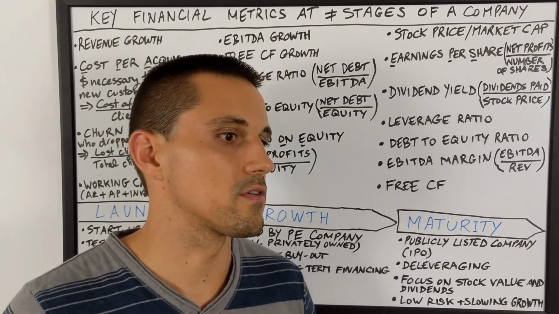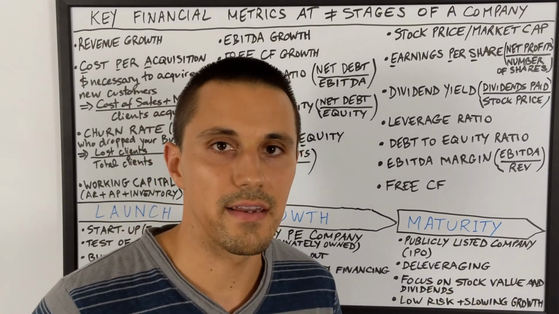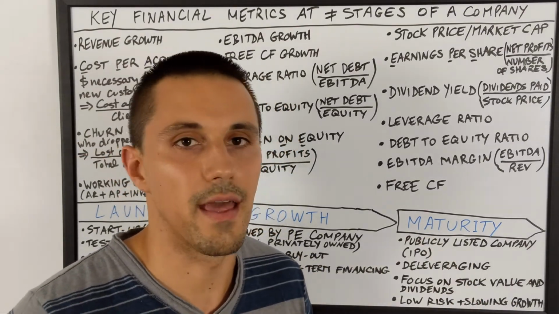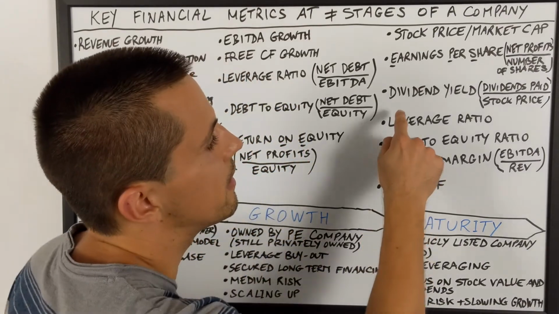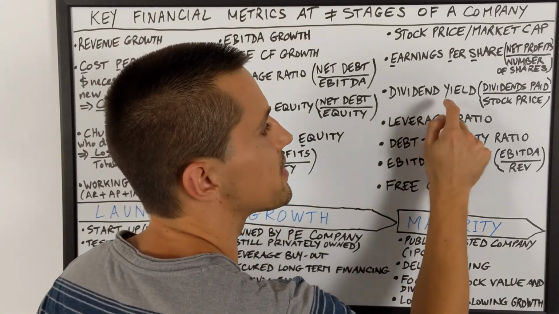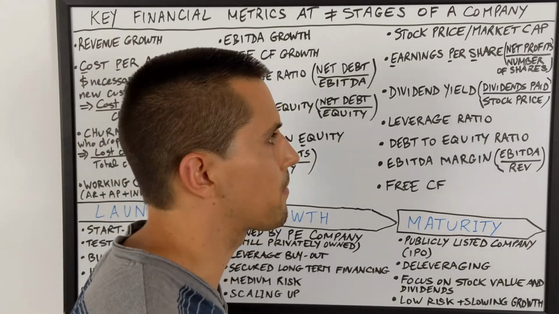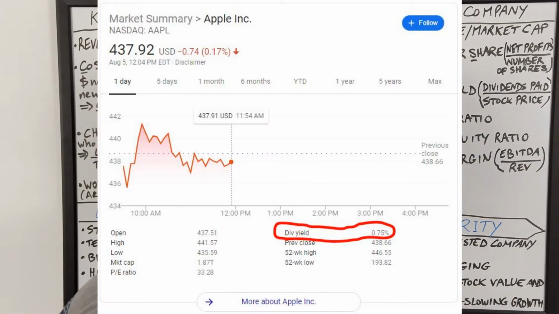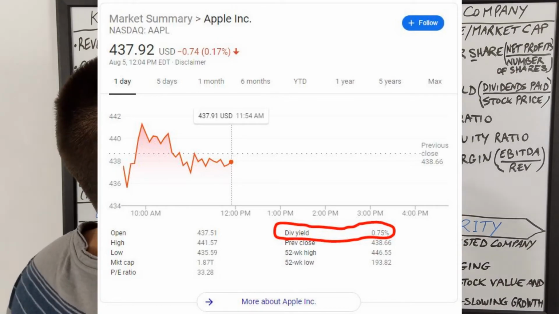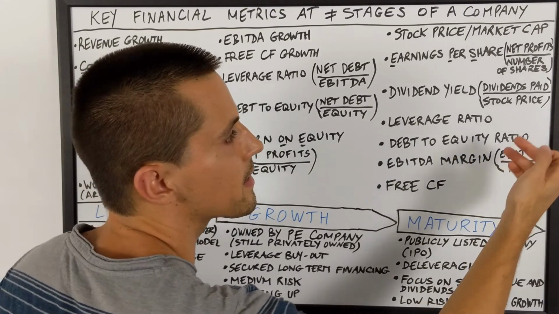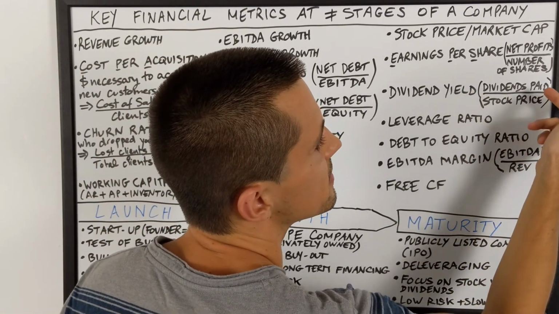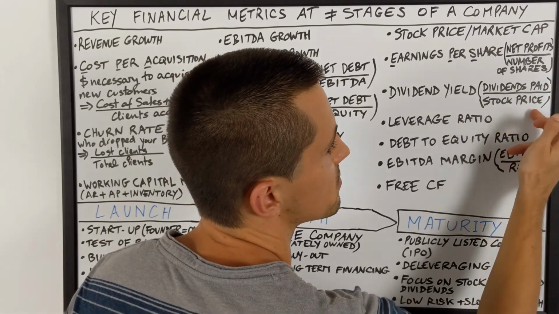You will see that if you go, for example, on Yahoo Finance or something like that and type in Apple stock, they will also always mention the dividend yield, which is going to be a percentage. I just checked it for Apple. I think it was 0.75%. It changes obviously, and it tells you basically how much dividend they pay compared to the stock price.